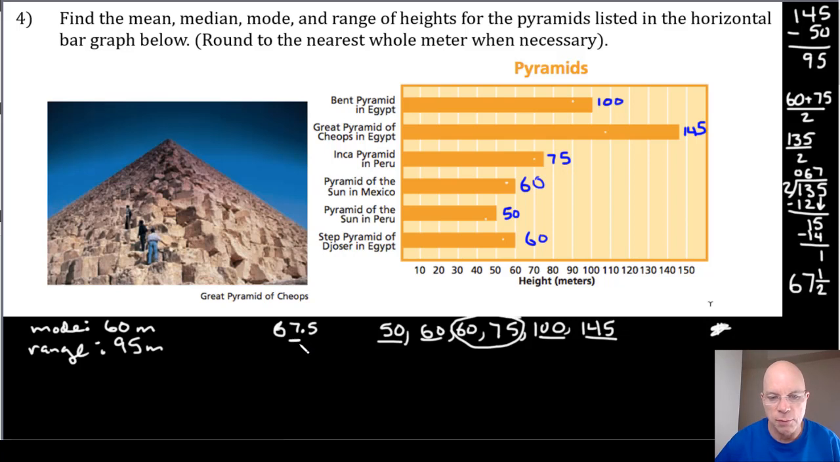And so 67.5 would round to 68, even though 67.5 is no closer to 67 than it is to 68, but the convention is to round up when it's 5 or more. And so we'll list 68 meters as our median.